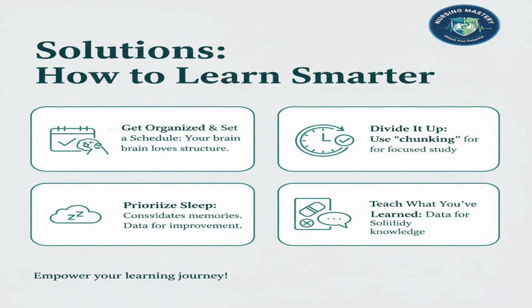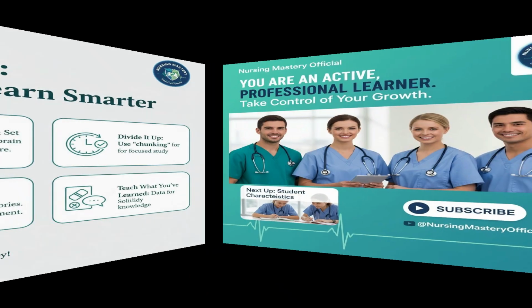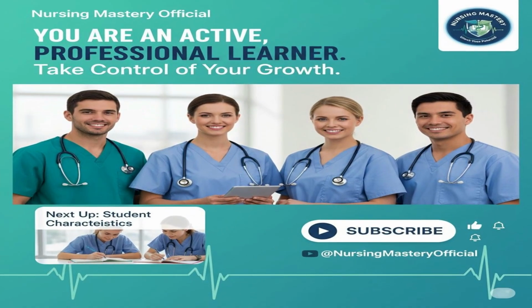Sleep. This is non-negotiable. Sleep is when your brain consolidates memories and learning. Learn from mistakes. See every error not as a failure but as data for improvement. Teach what you've learned. The best way to solidify your knowledge is to explain it to someone else. In conclusion, adult learning theory empowers you to take control. You're not a passive student. You are an active professional learner. Use this principle to direct your own growth. Seek out relevant knowledge and transform your career.